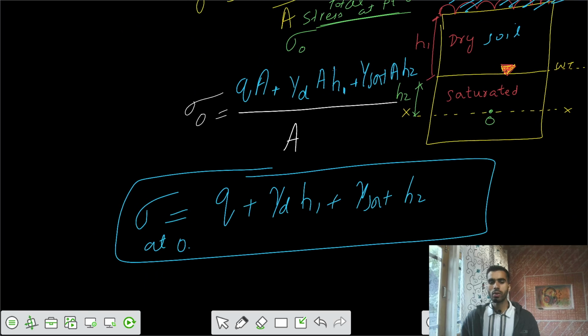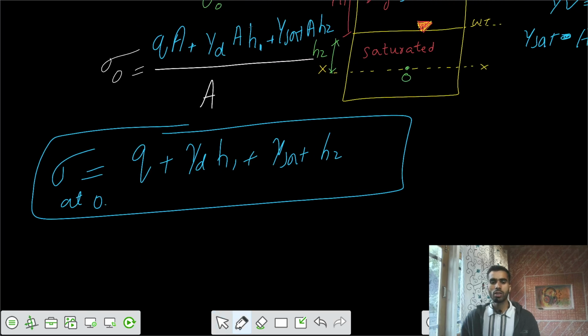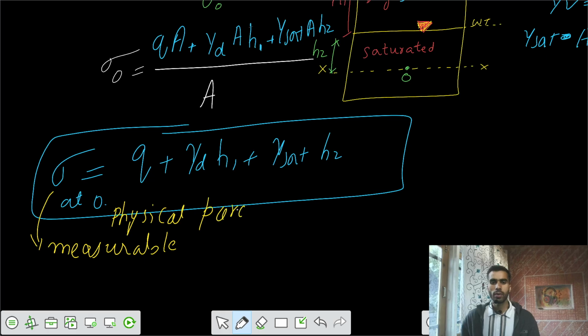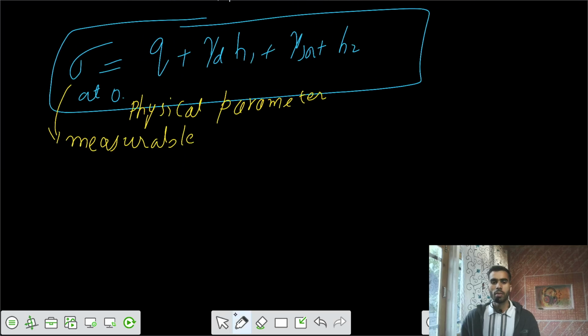So we say that your total stress is a measurable quantity. It's a physical parameter that we can measure with some instruments. Measurable means we can measure it. For example, we measure it by a pressure cell, by which we can measure the total stress.